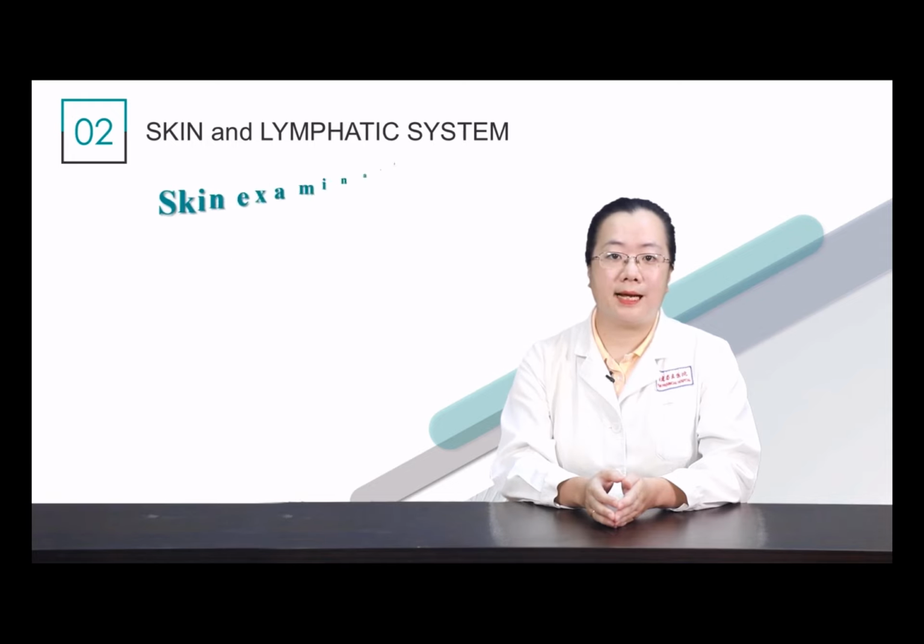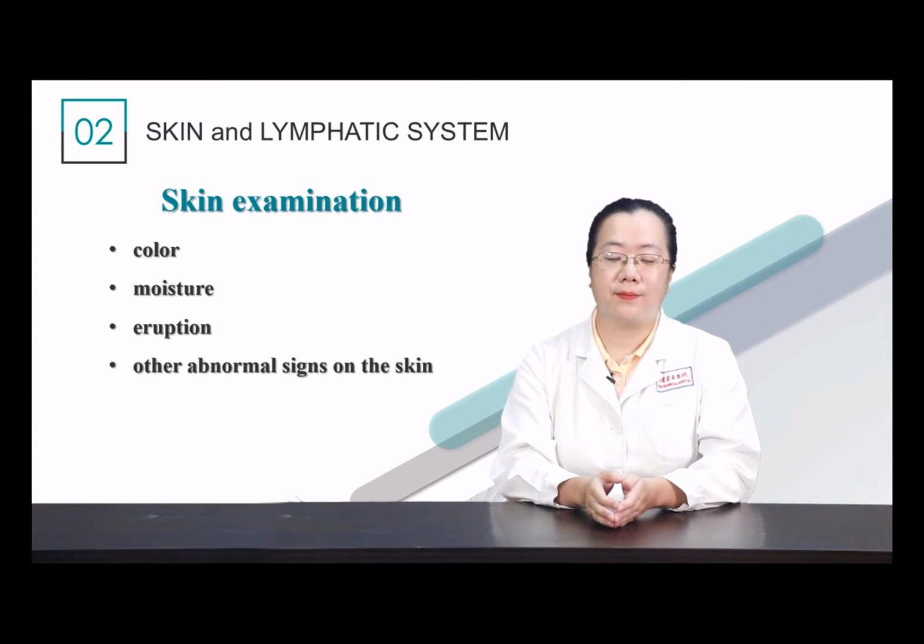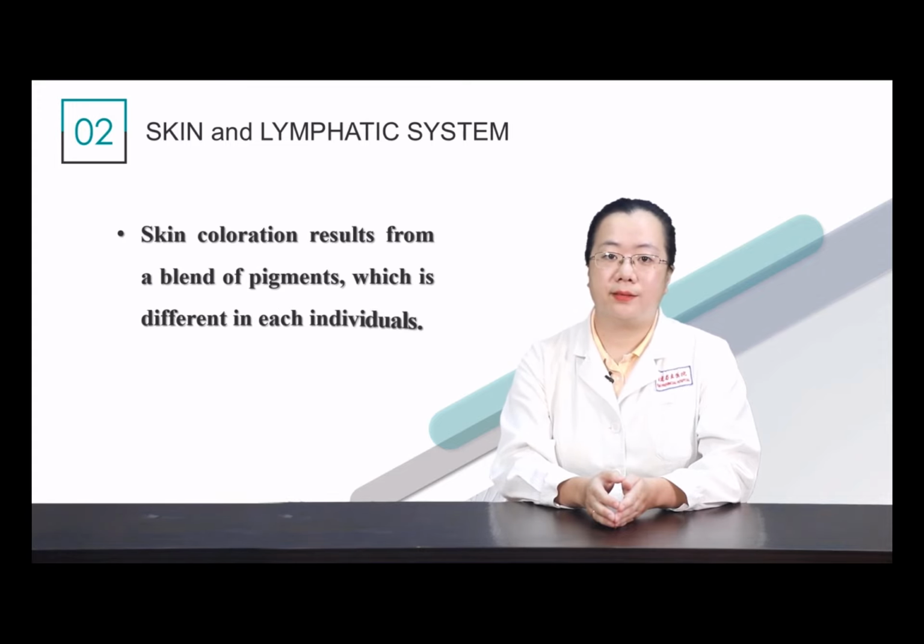And what are the most important aspects when we examine the skin? The answer is the color, the moisture, the eruption, and the abnormal signs on the skin. Skin coloration results from a blend of pigments, which is different in each individual.